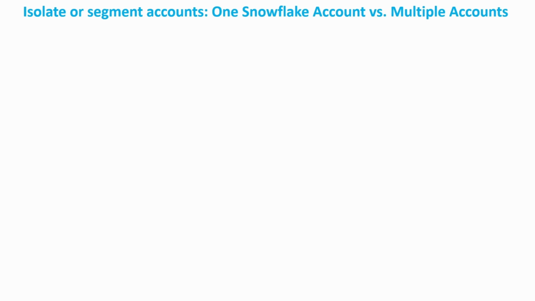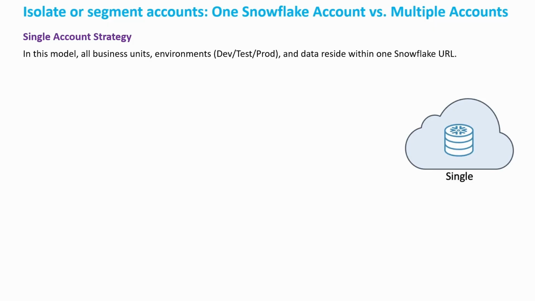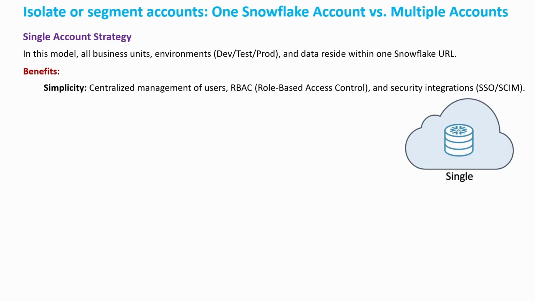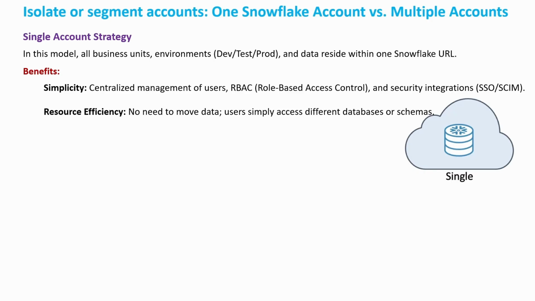Let's discuss the single account strategy. In this model, all the business units, environments, either dev, test, and production, and the data reside within one Snowflake URL. The benefits include simplicity, because it's centralized management of resources. RBAC and the security integrations are very simple to implement. The second is resource efficiency. You really don't need to move data. Users can simply access different databases or schemas within the single account setup. Third is centralized billing. Obviously, one contract, one usage, one billing.